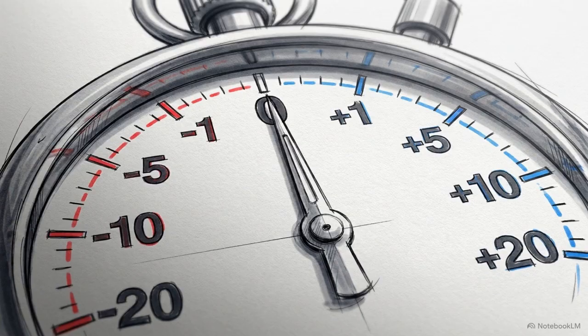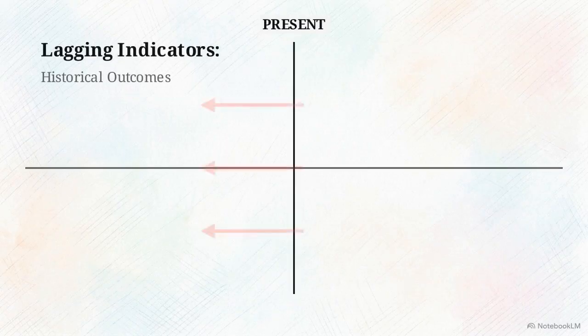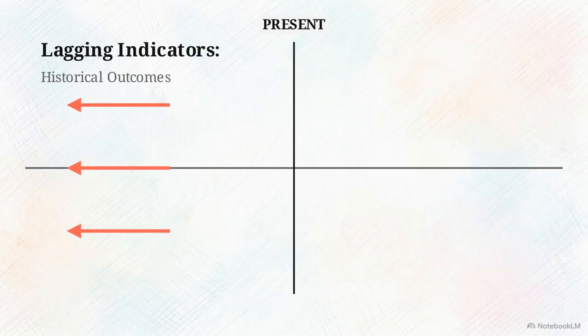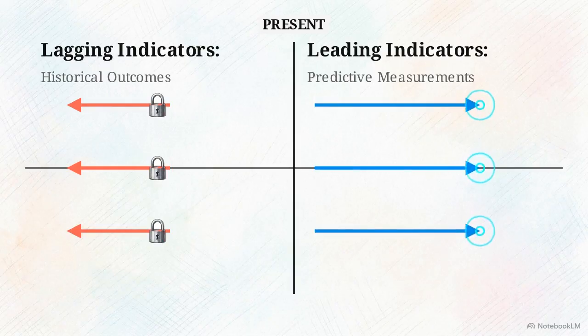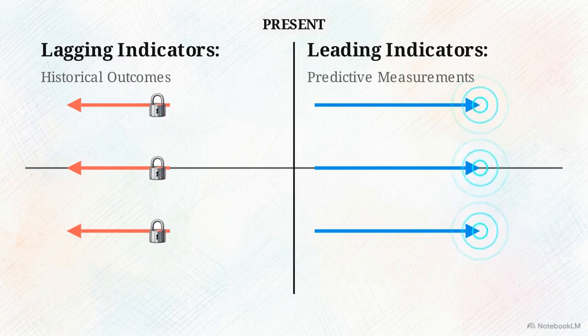The second major metric dichotomy deals with the timeline of your evaluation. This timeline illustrates when data is actually collected. The backward-pointing arrows represent lagging indicators. These measure historical outcomes and final results, showing you exactly what has already happened. The forward-pointing signals are leading indicators. These are proactive measurements, like real-time user engagement rates, that help predict future performance before final results are locked in.